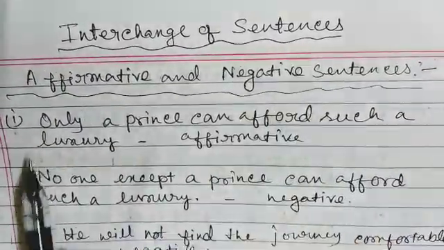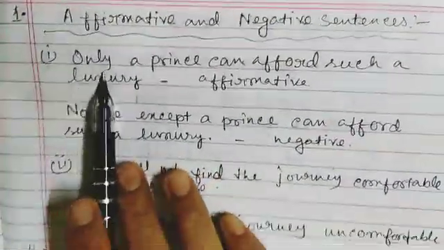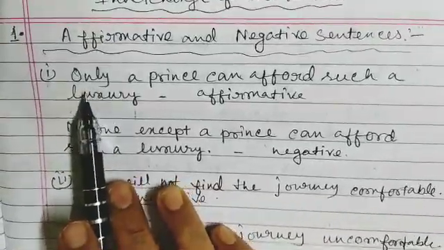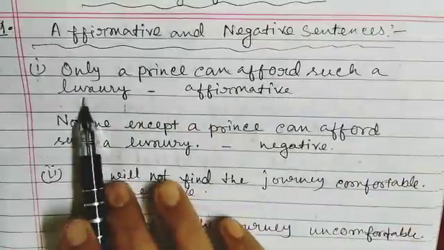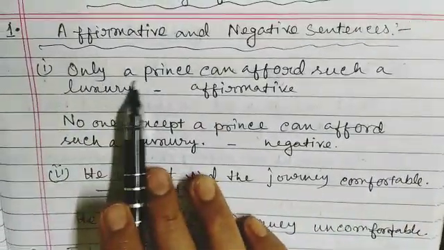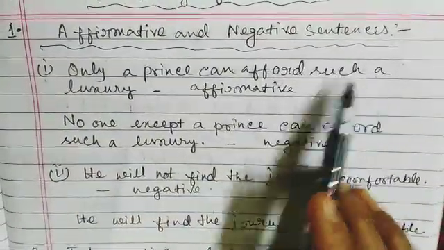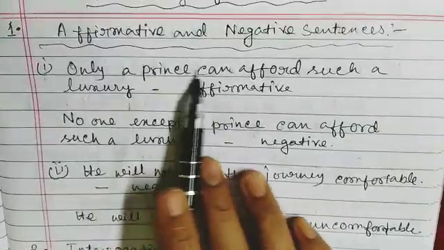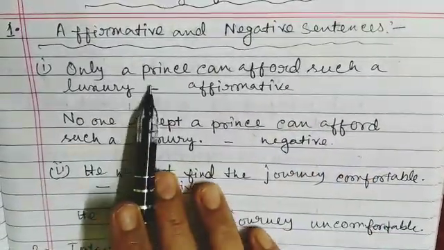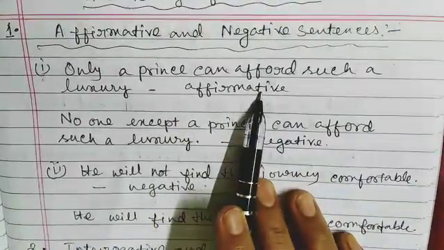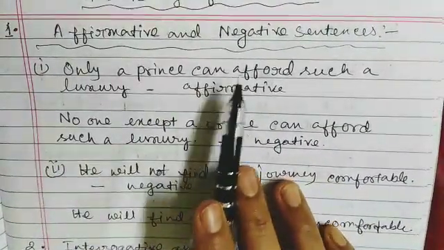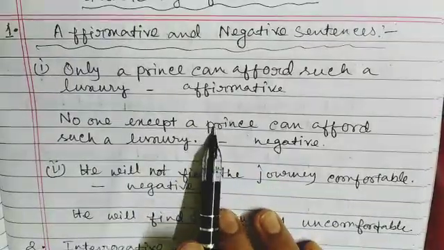Okay, so the first example which I am going to give you is, only a prince can afford such a luxury. Only a prince can afford such a luxury. So is there any kind of negative word? No, there is no negative word. So this sentence is called affirmative, and you have to change this sentence into a negative sentence.